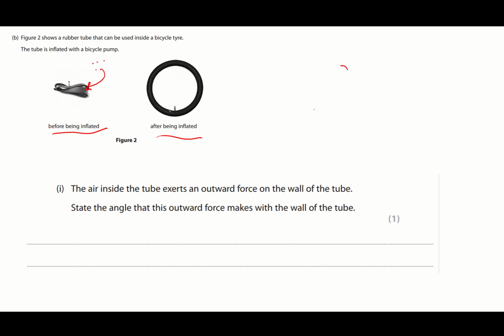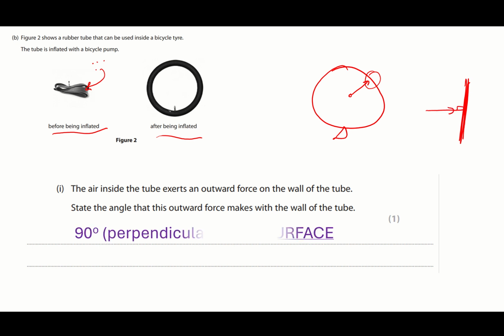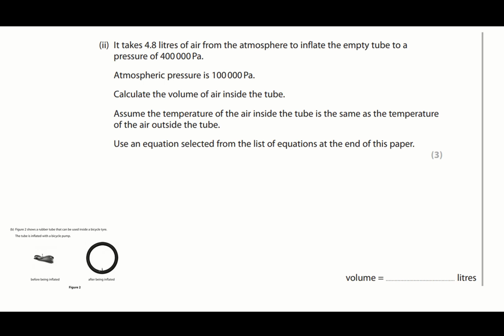So the crucial thing to know, if I've got, say, a balloon, if I've got a particle, it's going to collide with air. Now, if I was to zoom into this area, what will I see? There's the surface, and all collisions are perpendicular to the surface. So the outward force will be perpendicular or 90 degrees to the surface, and you can see I've underlined that key part.